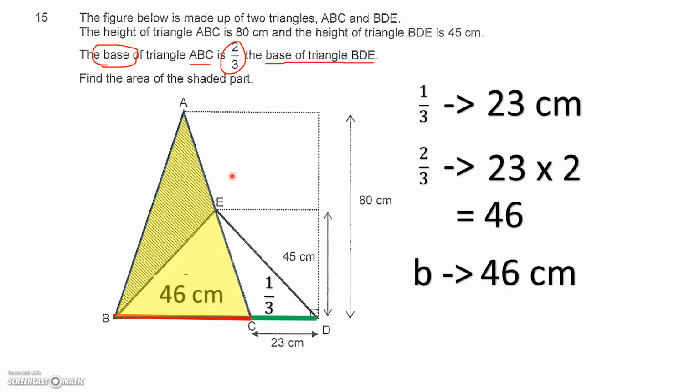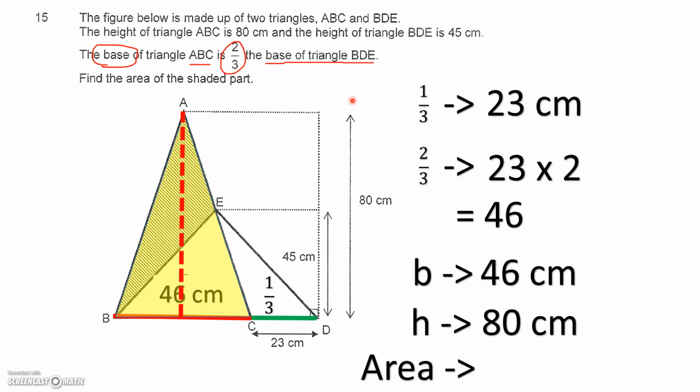Now the height, if you remember the height from the ground, the base, going up to the highest point of the triangle. And it is a right angle. So this is the height. Okay, and it's also given in the question that is 80 centimeters. So the height is 80 centimeters. So to find the yellow area, what we need to do? Half base times height. With a calculator, I will get 1,840. So I'm done with the yellow part.